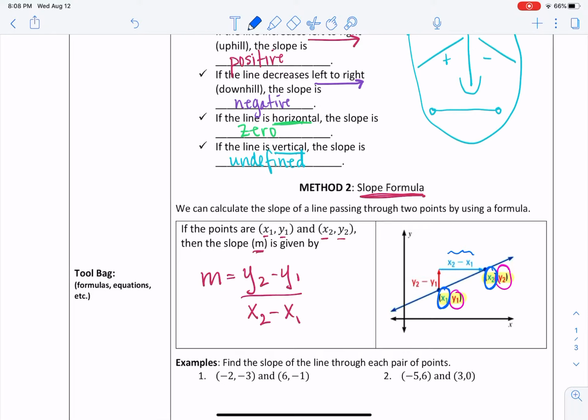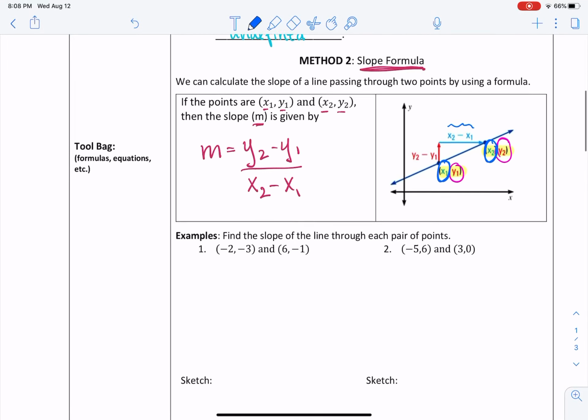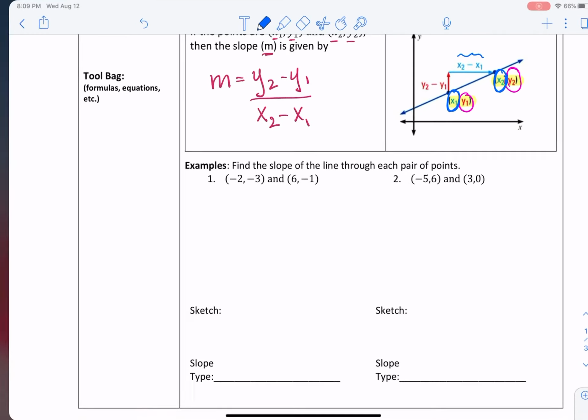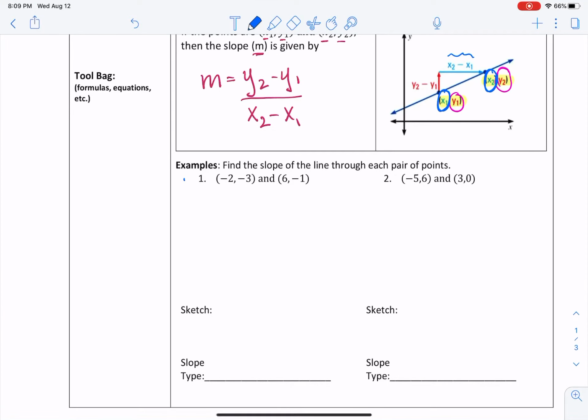Sometimes you're not going to have a graph, and you're not going to want to draw it out to find the slope when you just have points and can use a quick formula. So we're going to start by identifying these coordinates. I'm going to give you a point here, and we are going to find the slope. The first one is x1, y1, and this is x2, y2.